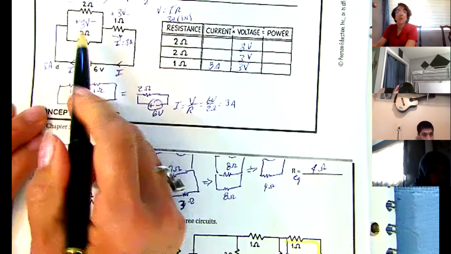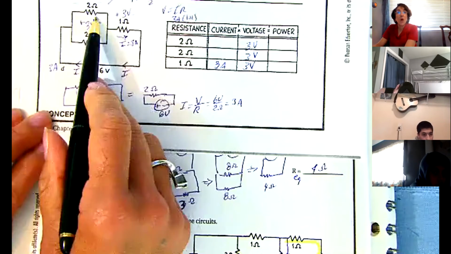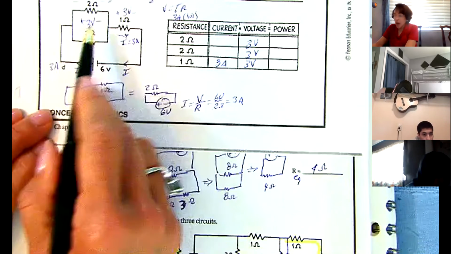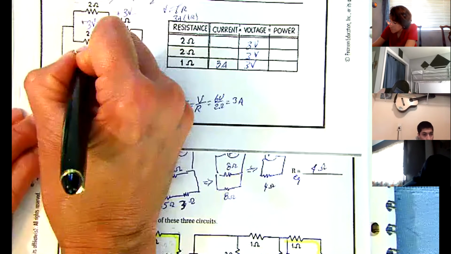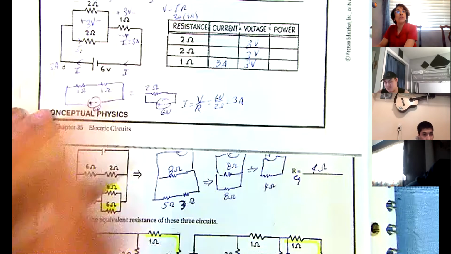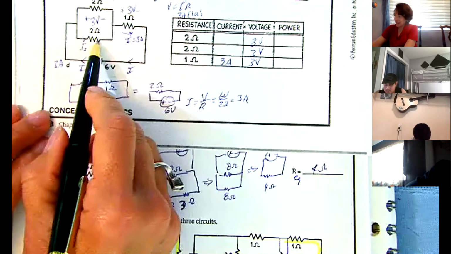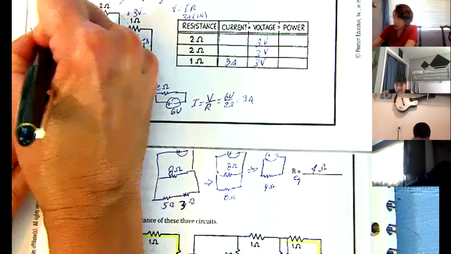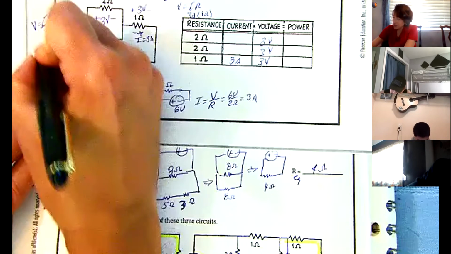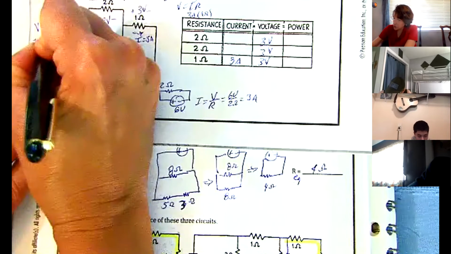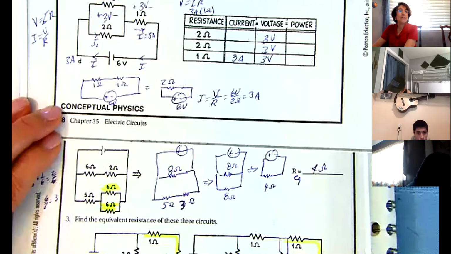Okay, now we got to figure out what the current is. If you know the voltage here is 3 volts, how much current is going through here? I'll call it I2. How much current is going through there? It would be 3/2, so it'd be 1.5. I have to do this. I still do it this way. I still have to write it down.